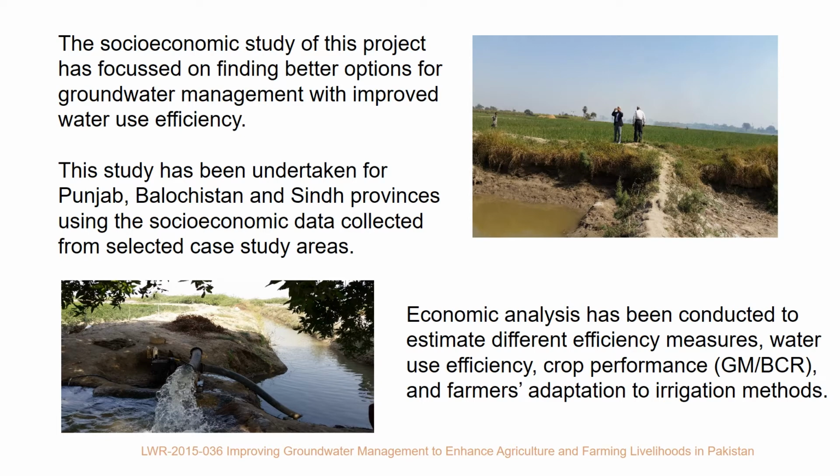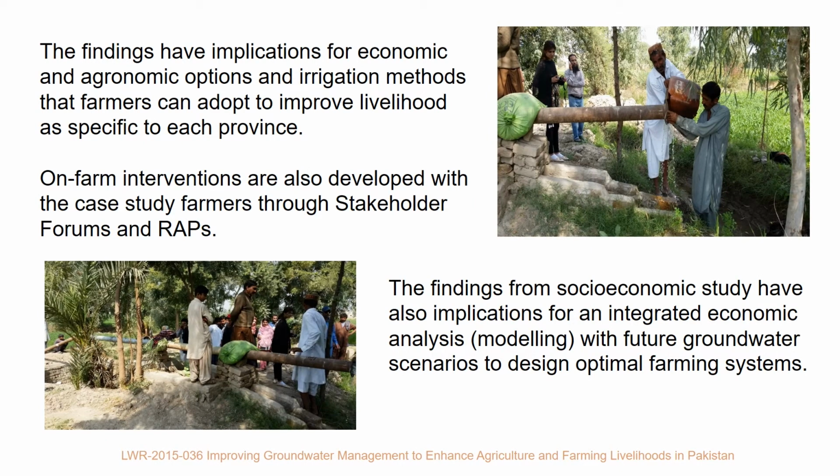We also analyzed farmers' adaptation to irrigation methods. The findings of economic analysis have implications for economic and agronomic options and irrigation methods that farmers can adapt to improve livelihood, specific to each province. In addition, on-farm interventions are also developed with the case study farmers through stakeholder forums and RAPs. The findings from the socioeconomic study also have implications for an integrated economic analysis with future groundwater scenarios to design optimal farming systems.